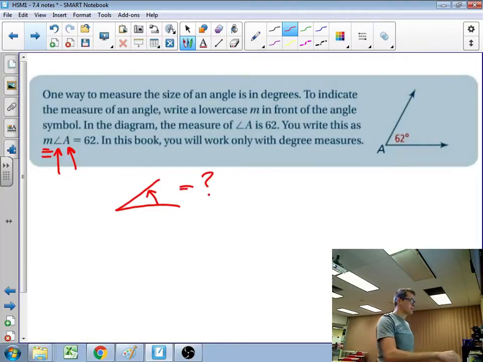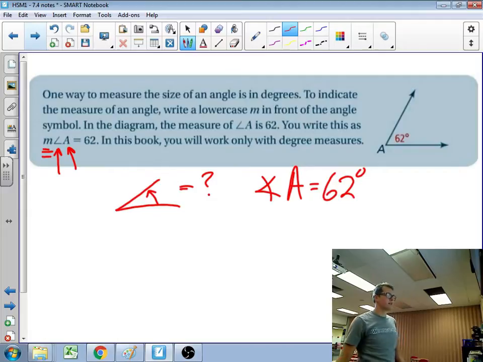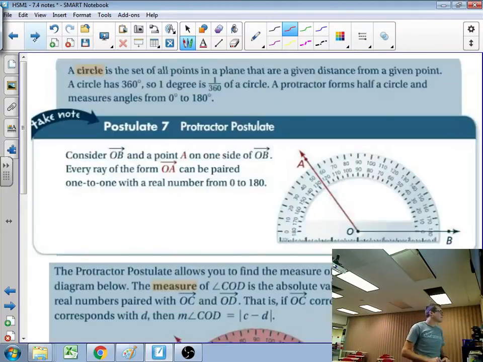So we, as mathematicians, have shorthanded that into this symbol, and that arc can be smaller or bigger or whatever. So we could say that the symbol for A is 62 degrees. That also would say the measure of angle A is 62 degrees. So a circle, you obviously know what a circle is. It's all of the points that are equidistant to a center point as they rotate around.